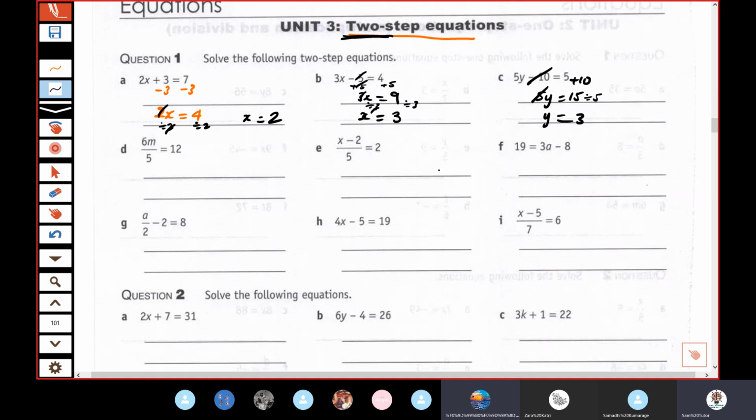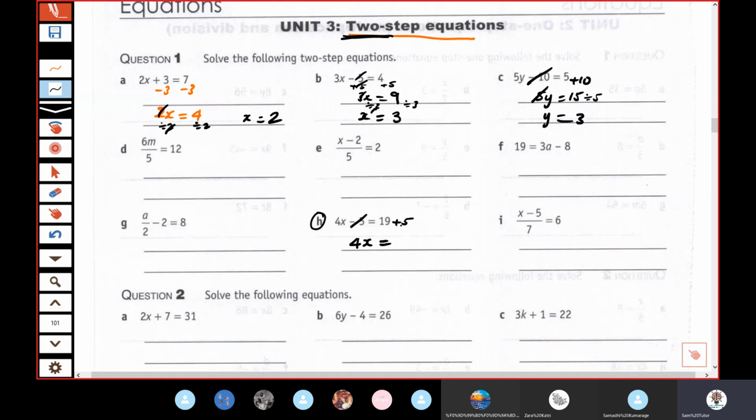Sam, can you do 1 with me, please? Yeah, let's do it. Let's say H. So, what's the first thing you will do? You would cross out the 5, and then add or subtract. Add. Yes, opposite. Opposite of minus 5 is plus 5. So you would add 5. Good job. And then you're left with 4x.